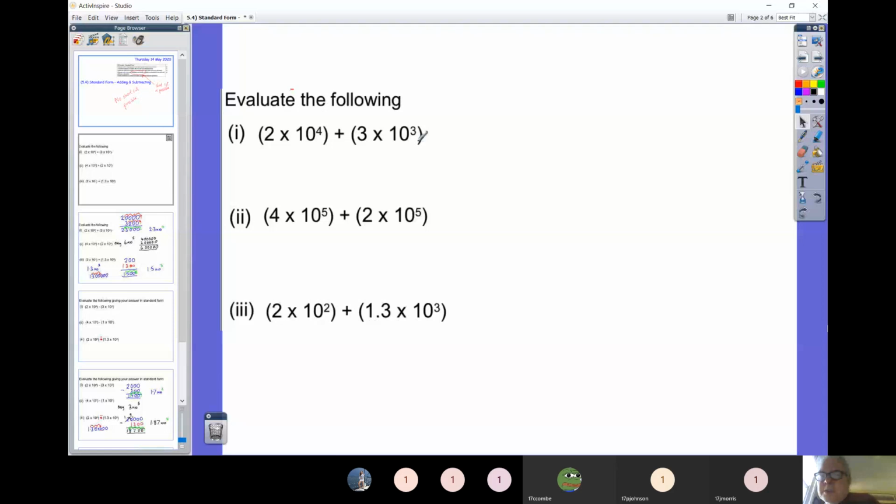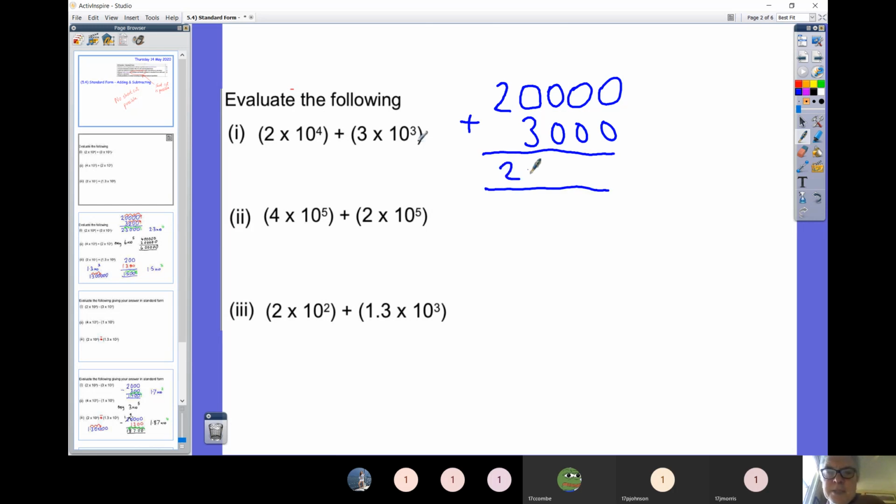So let's just go and do number 1 together. I'll see if I can do it live rather than do one that I prepared earlier. So 2 times 10 to the 4. Okay, so that's going to be a 2. And then because we hop it 4 places, that's going to give us 4 noughts. So 2 times 10 to the 4 is the same as 20,000. Now 3 times 10 to the 3, that's going to have 3 noughts. So line them up and then just good old-fashioned adding in column form, you will see that you get 23,000.